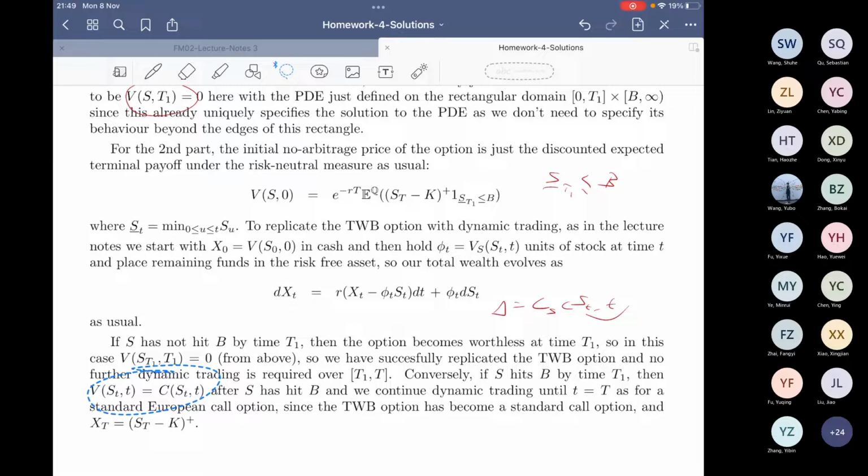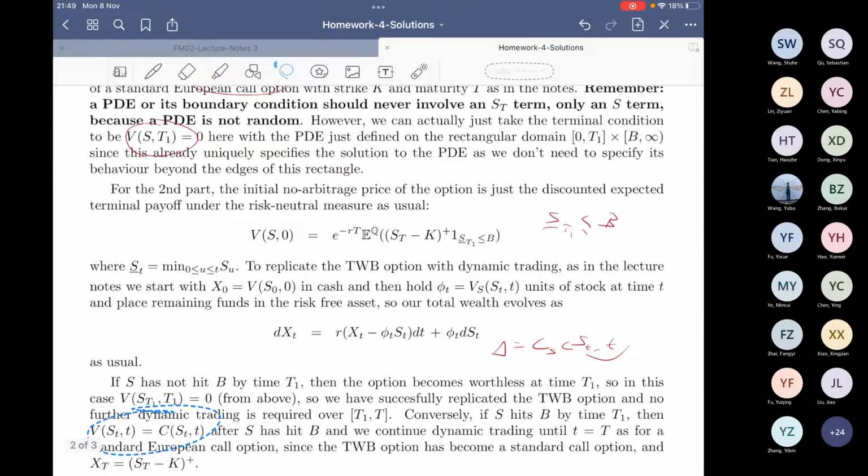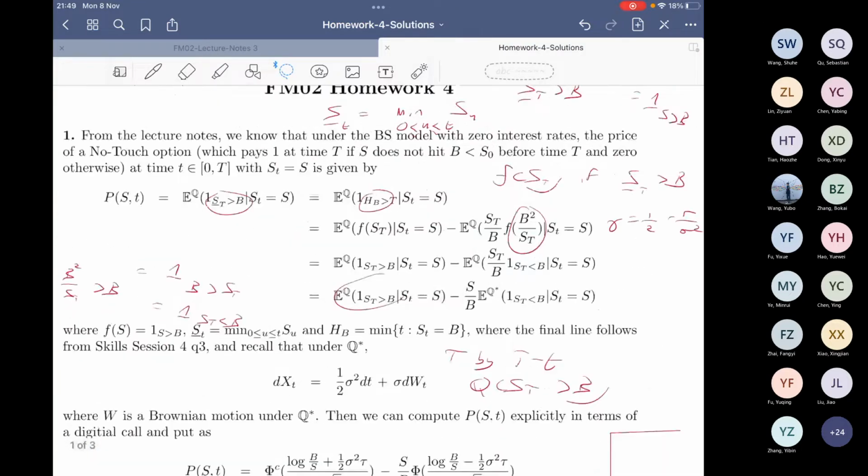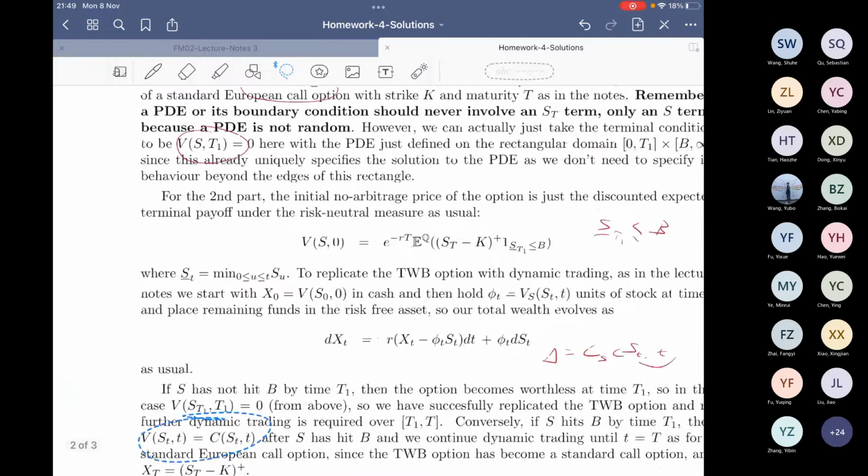Why in this question? Question 1 was not a time window barrier; it was just a standard barrier option. So there were 2 different maturities, and also question 1: you got your payoff if you didn't hit the barrier. In question 2, you have to hit the barrier to get a non-zero payoff. So in some sense, they're the opposite of each other.